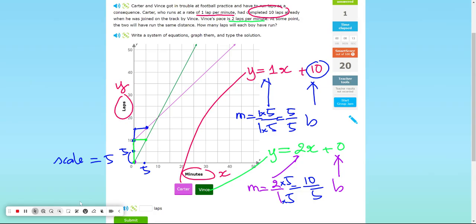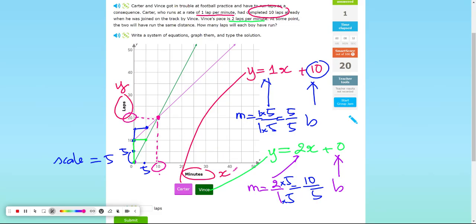Okay? So you can see both of the lines meet right here. It means after 10 minutes, both of them completed a total of 20 laps.